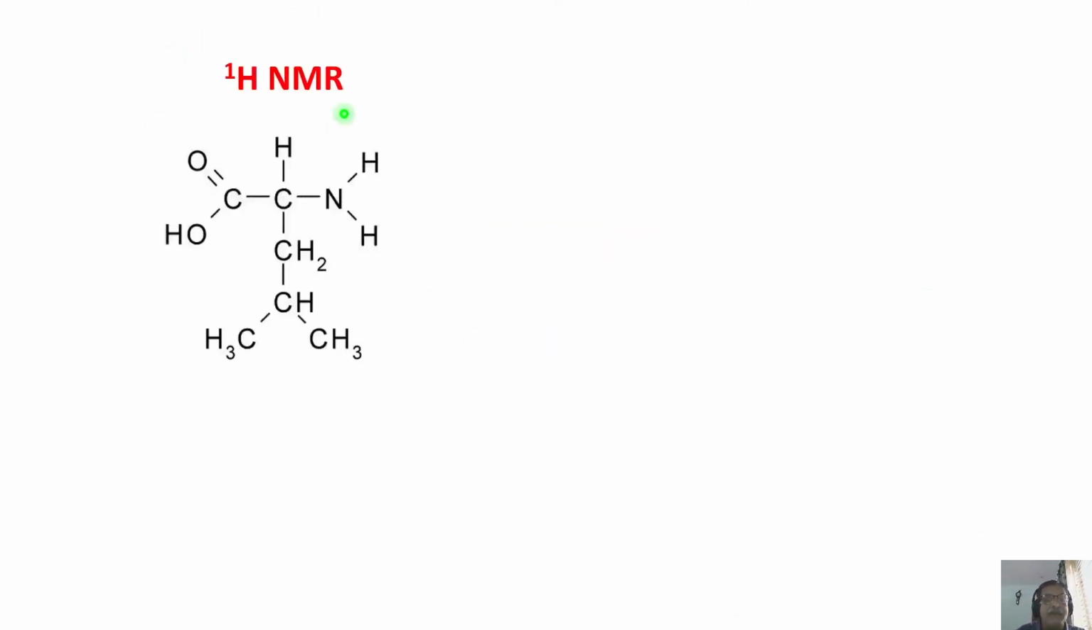Now, the moment I say 1H NMR, what can I get from that? Supposing I have a molecule like this. If I take a proton NMR spectrum, I can get the information about the chemical shifts of all these protons, their coupling interactions, etc. So I will be getting more information about the proton structure of this molecule, proton positions, who are the nearest neighbors, etc.